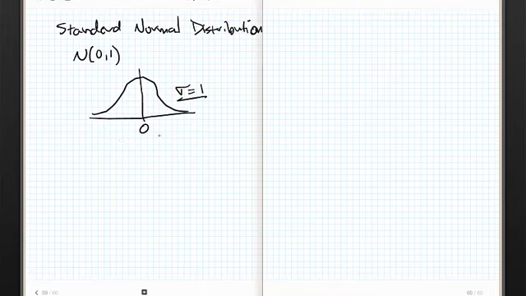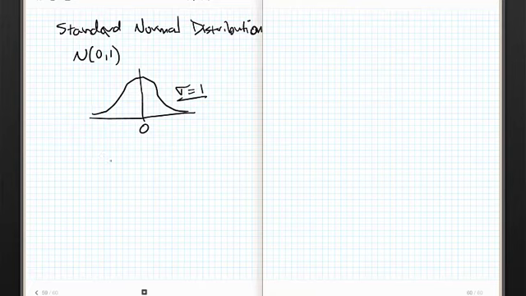It's incredibly useful that we have this standard normal distribution, because, believe it or not, I can take any normal distribution and distill it down to the standard normal distribution. I can turn any normal distribution into the standard normal distribution by a really, really simple formula. But we'll get to that in just a little bit.